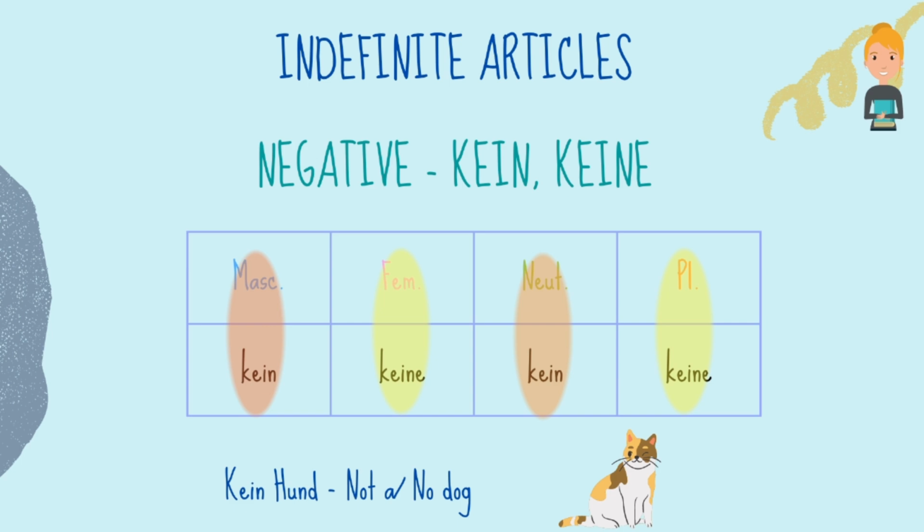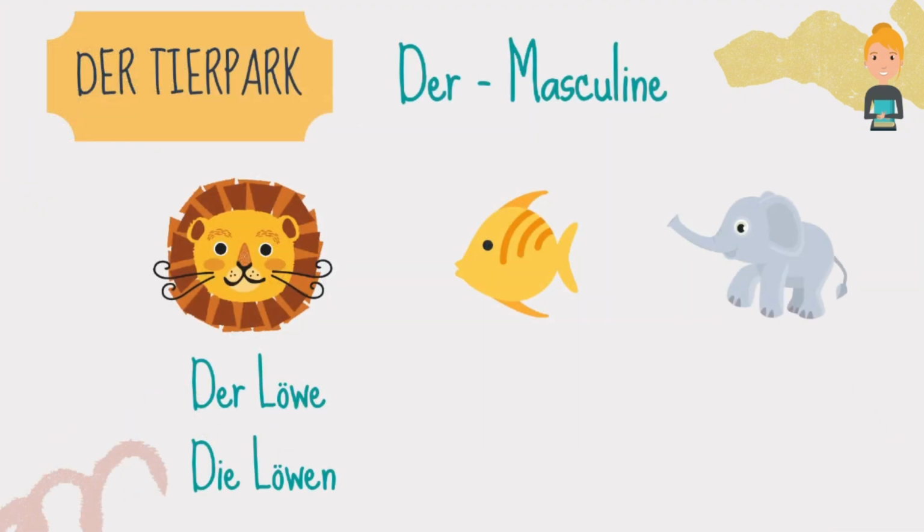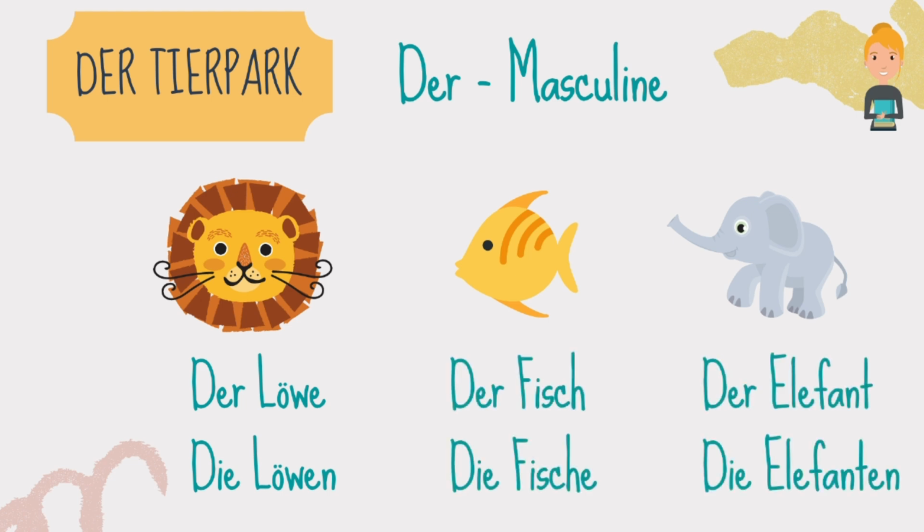Der Tierpark. Let's see these articles in motion by learning some animal nouns and their plurals, beginning with a few masculine nouns. Der Löwe, die Löwen, der Fisch, die Fische, der Elefant, die Elefanten.